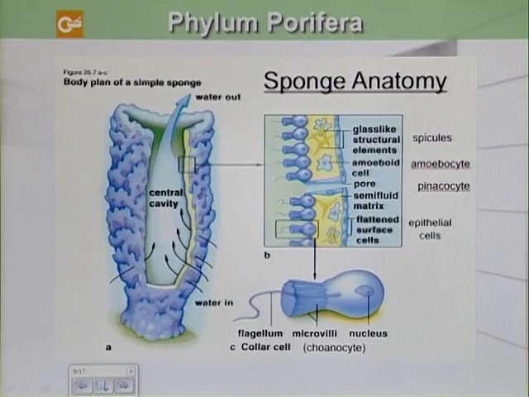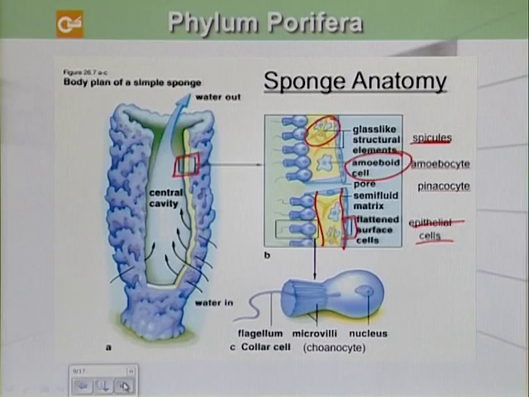Now, looking at the sponge anatomy, if we take a single section of this area, we can see that the outer layer of a sponge consists of epithelial cells, which are flattened surface cells similar to the epidermal cells of higher animals. Next to this layer is a layer of gel-like substance known as mesoglea, and inside the mesoglea we can see amoeboid cells and glass-like structural elements which are known as spicules.